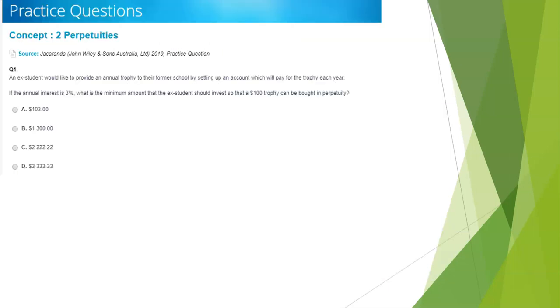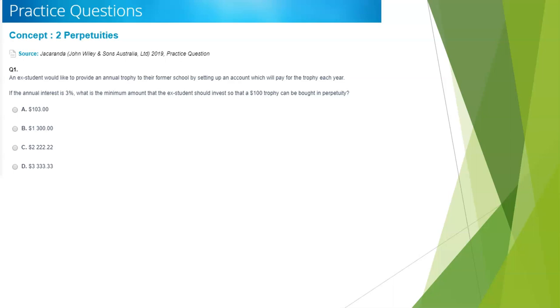Okay, so if you're watching the video now, you have completed all the questions from the textbook and your study, and you are now checking your answers. Question 1 for Concept 2 says an ex-student would like to provide an annual trophy for their former school by setting up an account which will pay for the trophy each year. If the annual interest rate is 3%, what is the minimum amount the ex-student should invest so that the $100 trophy can be bought in perpetuity?